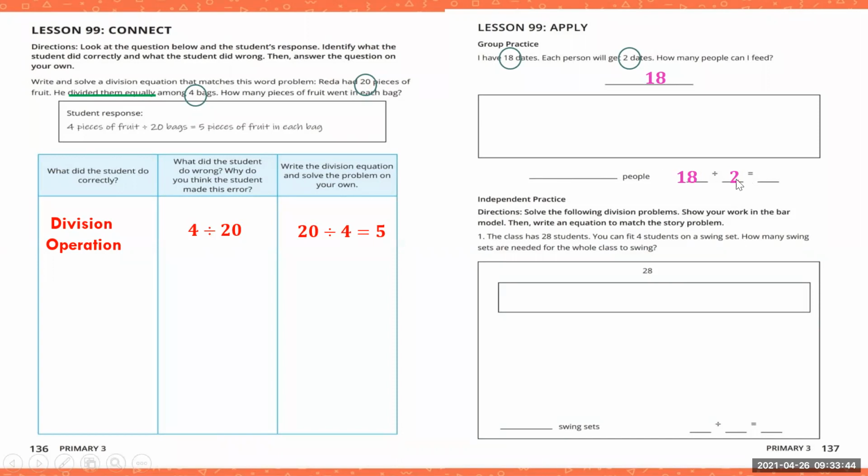So 18 divided by 2. Excellent. So I must put the big number first. 18 divided by 2 equals 9. So I will divide it into 2 equal parts and each part will take 9. So I have 9 people who will eat 2 dates.